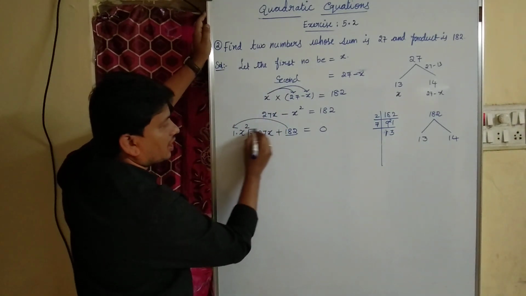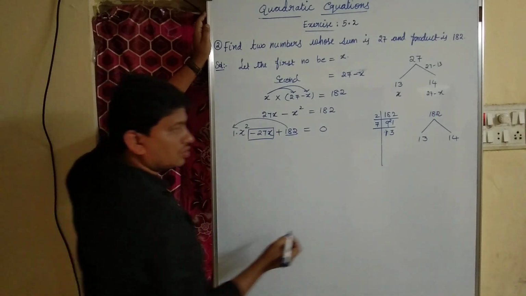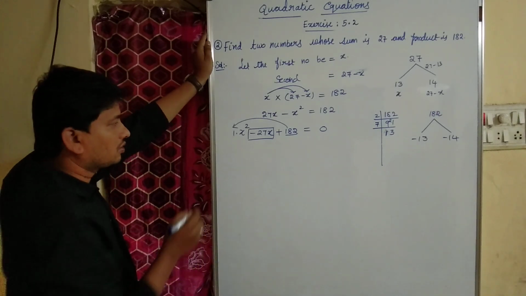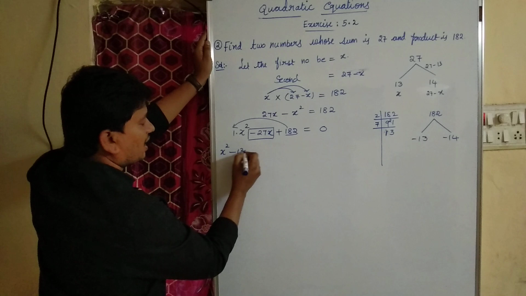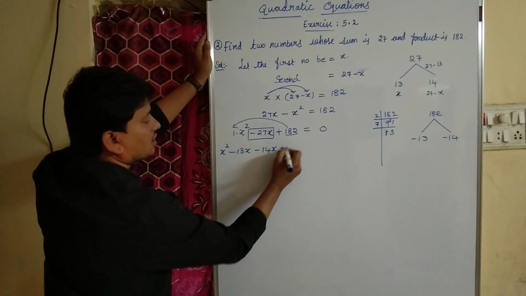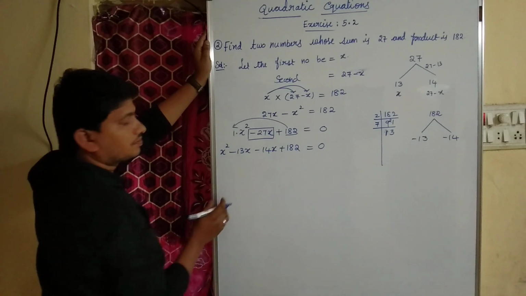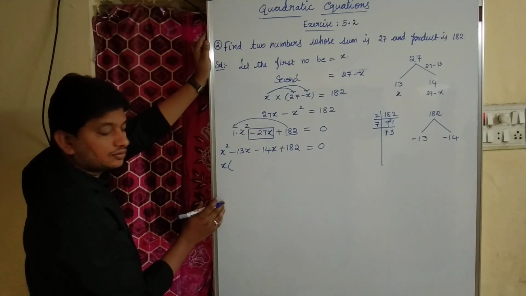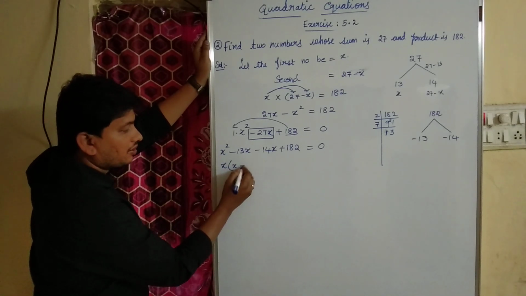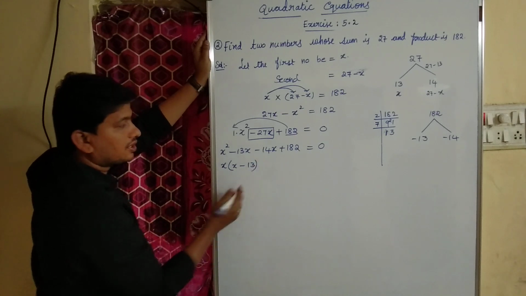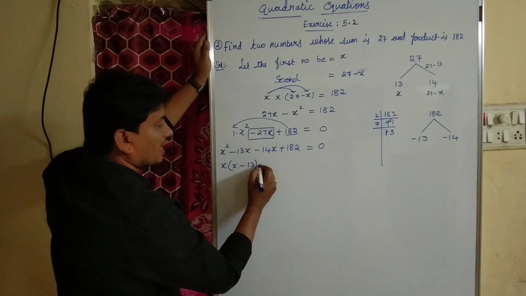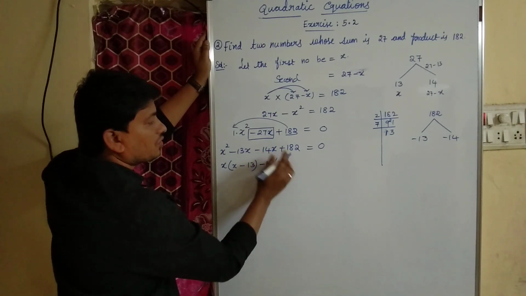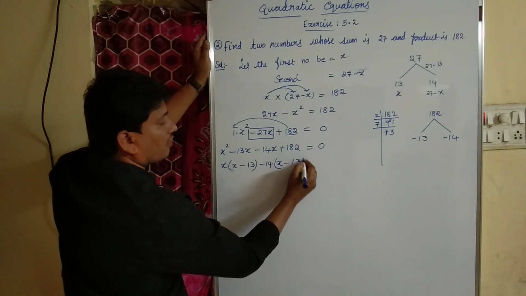Here the middle term is minus 27x, so the possible factors are minus 13 and minus 14. So x square minus 13x minus 14x plus 182 equals 0. From the first two terms I can take x as common: x into (x minus 13). From the next two terms I can take minus 14 as common: minus 14 into (x minus 13), since minus 14 times minus 13 is 182.